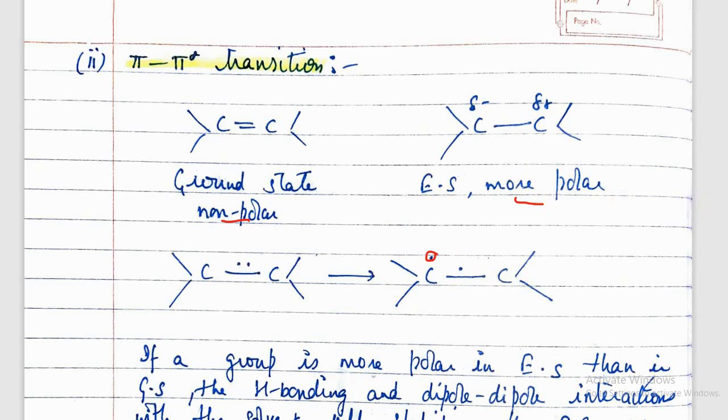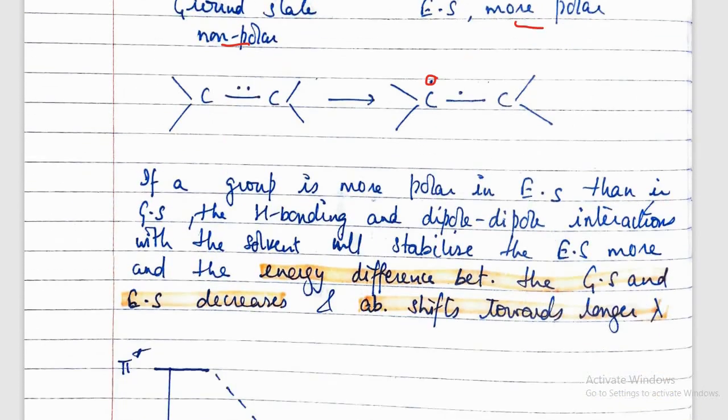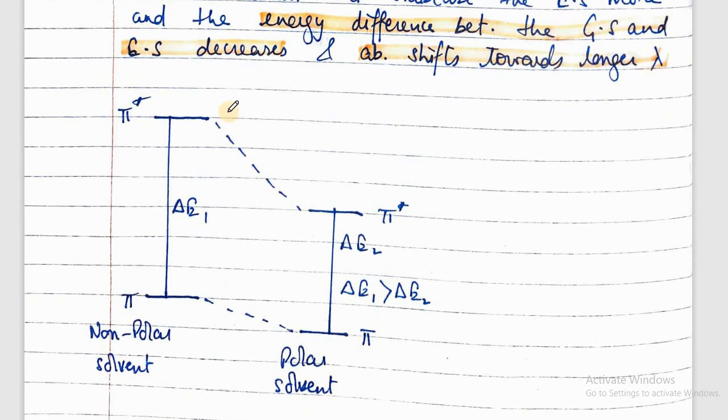So in this, if a group is more polar in the excited state, then this excited state will get more stabilized in a polar solvent. This level shows it is more stable, while the ground state will be less stable in polar solvent.